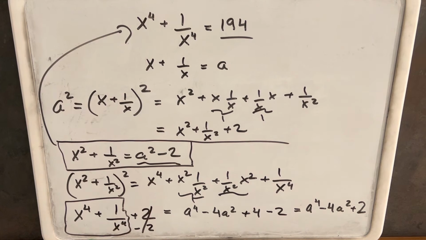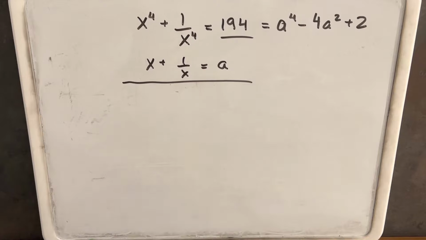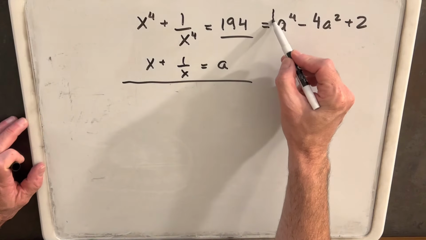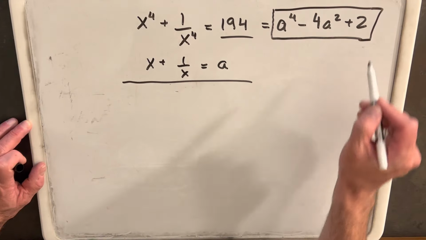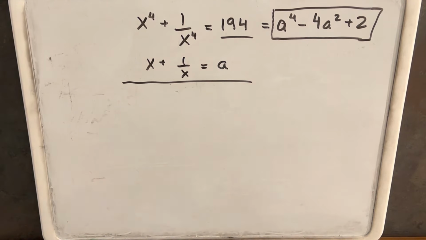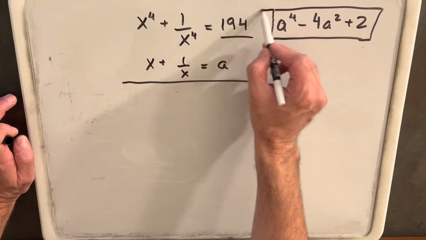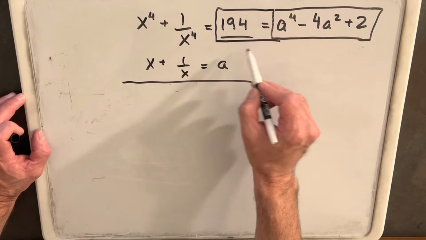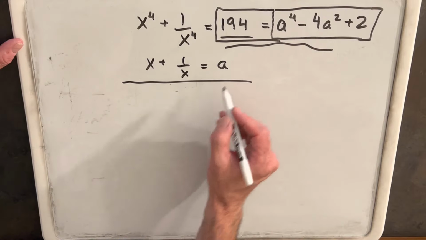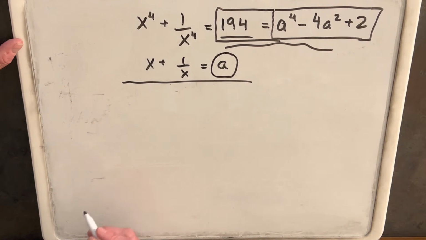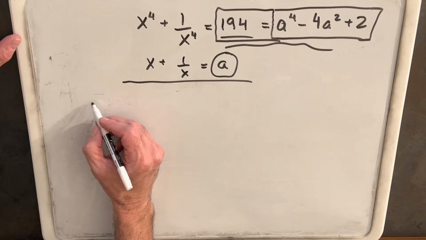Okay, now I'm going to clean up the board and see if I can get some more space. Okay, so on the last board we found this formula for our x to the fourth plus 1 over x to the fourth. And we're equating this to 194. Now let's take this and see if we can work with just this right here and manipulate it to solve for a. Because a is our goal, right? We want to find x plus 1 over x.